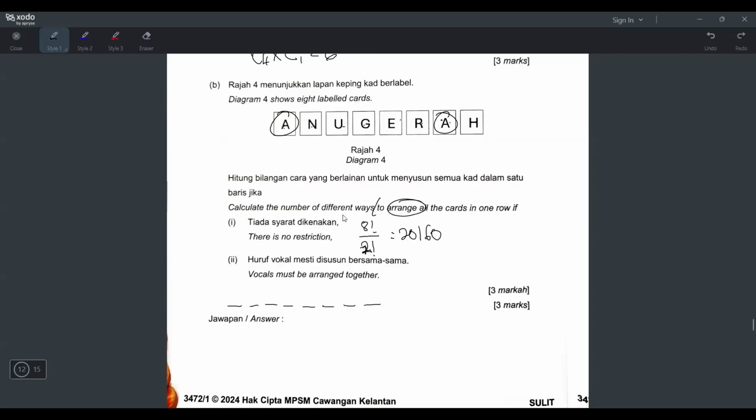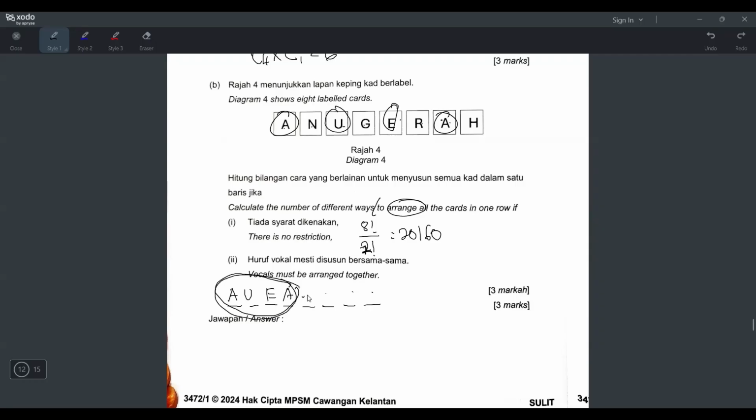So the vowels must be together. Vowel means like the vowels. Okay, what is a vowel? So we have A, and U is also a vowel, E is also a vowel, right? So how many vowels do we have? 4 vowels. So if the 4 vowels must be together, it means the A, U, E, A, we have to group together. Now you group them up. And when you group them up, you are no longer arranging 8 different things. You are only arranging 5 because this becomes 1 already.